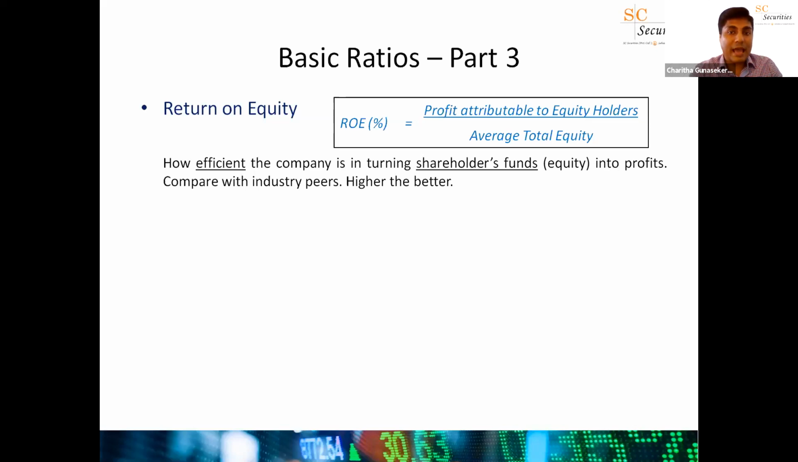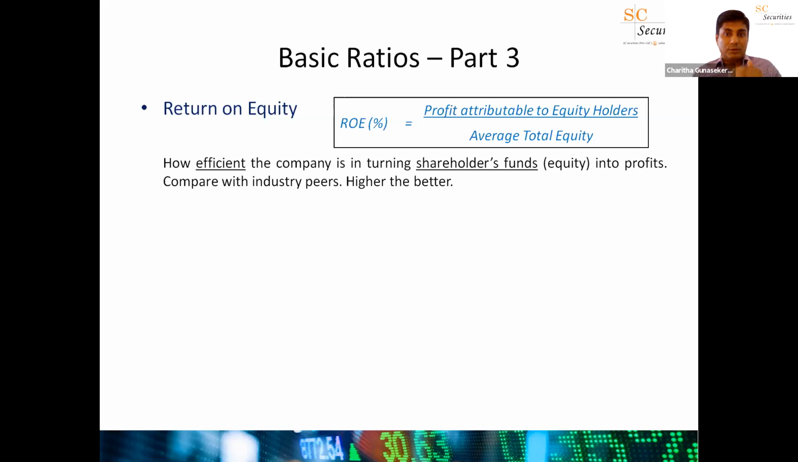Now, why did I say average? Because during a year, the equity can change. There can be capital infusions. That means shareholders would have introduced more capital into the business by way of a rights issue, right? We will be discussing rights issues in one of our future sessions. So the equity figure can change. So what you do is you take the equity value at the beginning of the period, you take the equity value at the end of the period, and you calculate a simple average, right? That is your average total equity.